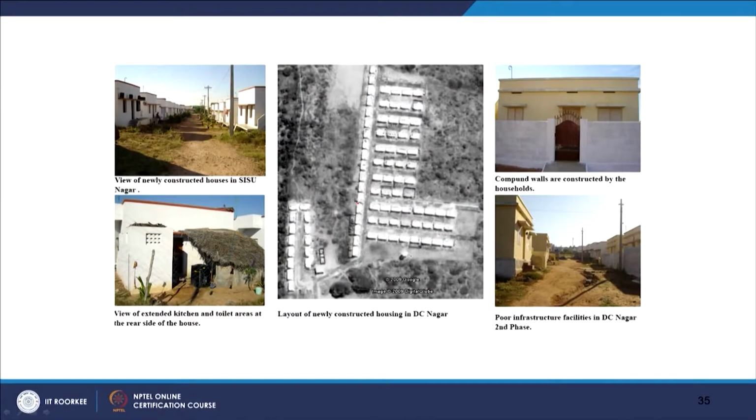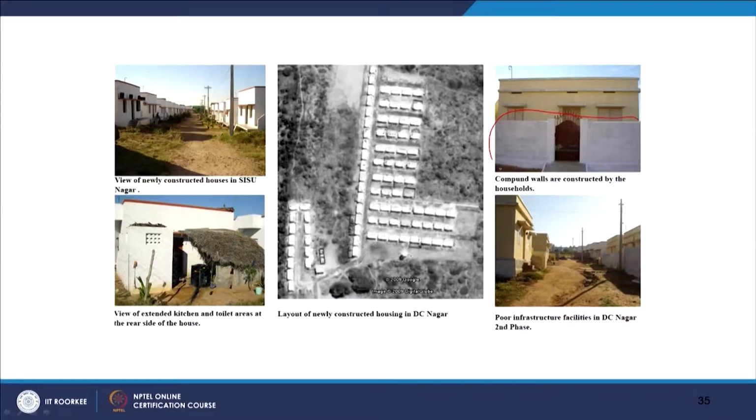And here they have taken a lottery approach. When they have taken the lottery approach, no one knows who is your neighbor and where you are going. So that has actually broken certain neighborhood linkages. And gradually, people started making compound walls.